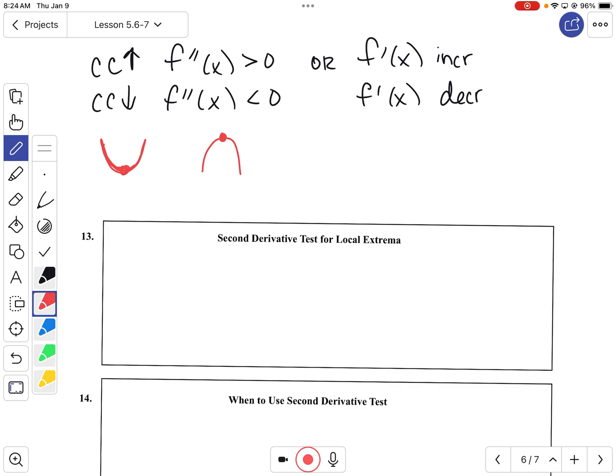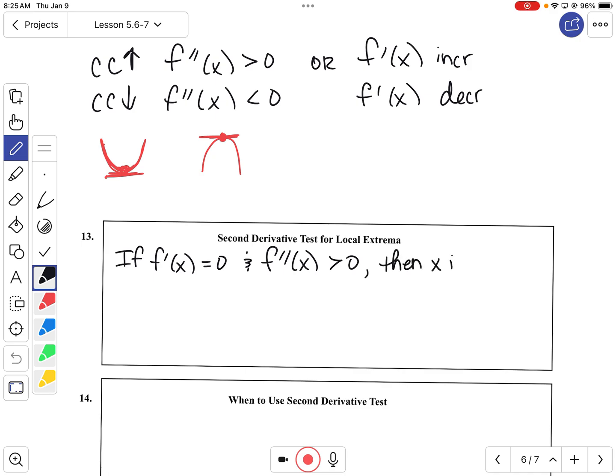Now, in order for it to be a max or a min, what else would have to be true? It'd have to be 0 on the first derivative. It'd have to be a 0 of the first derivative. And that's what the second derivative test says. If f prime is equal to 0 and f double prime is greater than 0, then x is where we have a local max. I'll call it a relative maximum.